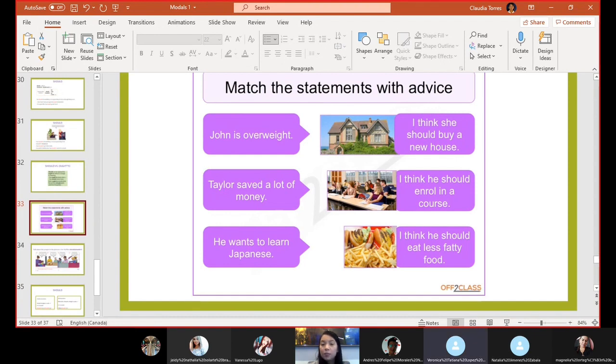John is overweight. I think he should eat less fatty food. Yes, very well. Okay. Okay, so Manolia is writing. Anybody else wants to give it a try for one of the other ones? Okay, so Manolia says, for example, I should practice English more if I want to be an excellent teacher.